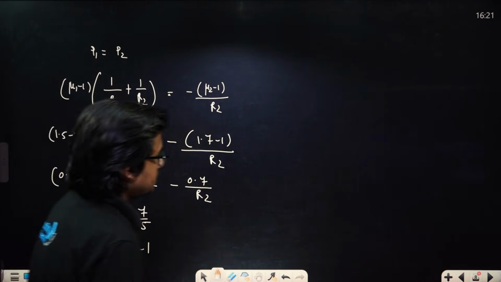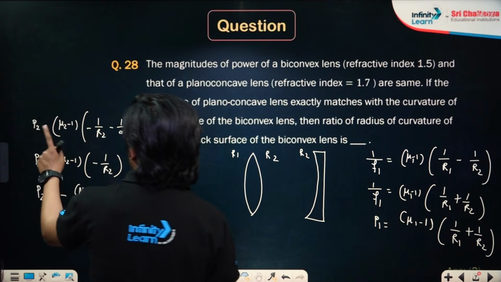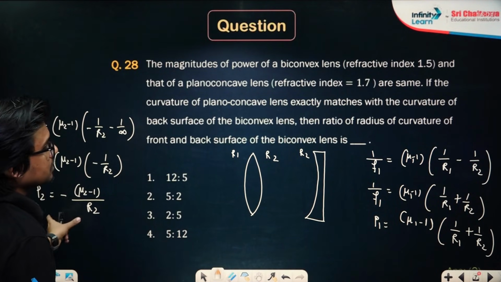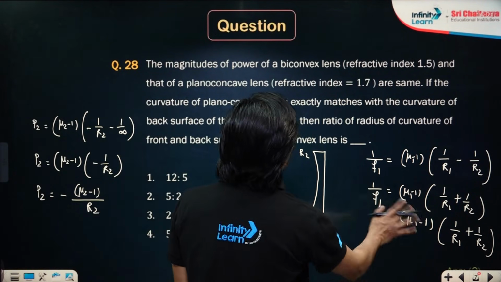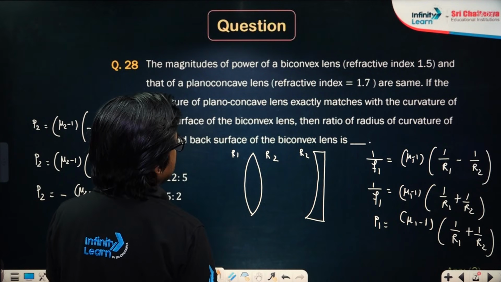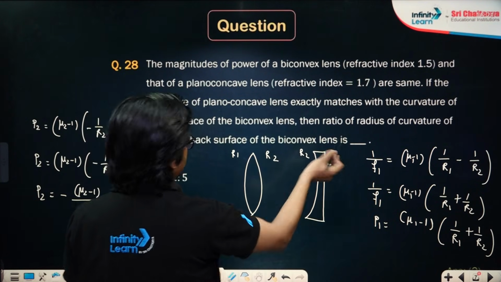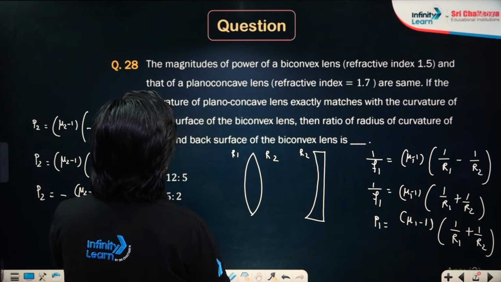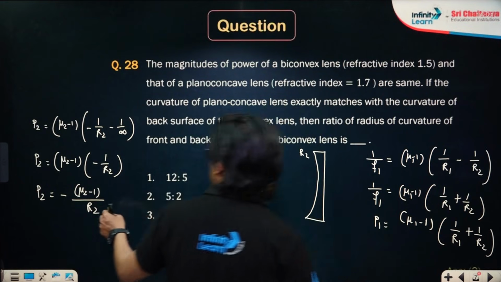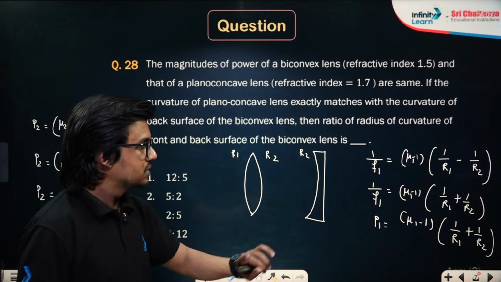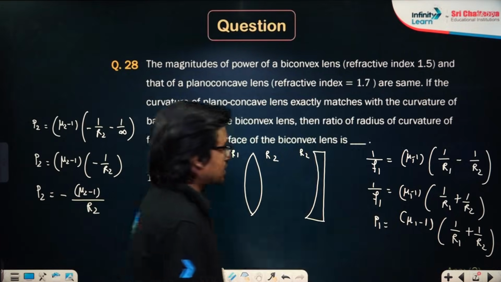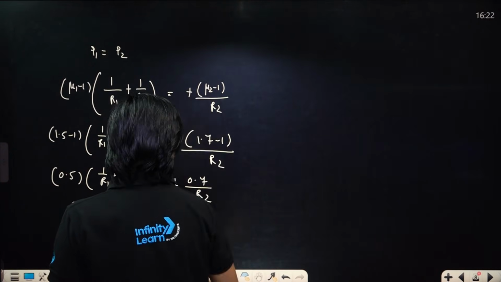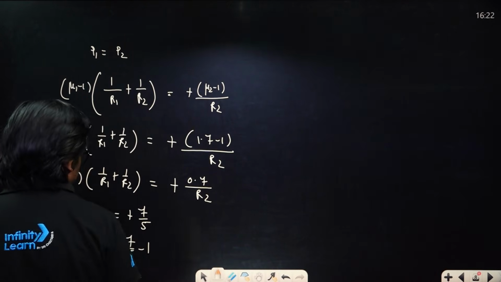One second, let me just check this. Mu2 minus 1 by R2, that is fine here. Here I am also writing with the sign convention. I am assuming that powers are equal in magnitude. So you should write mu2 minus 1 by R2 is actually equal to mu1 minus 1 into 1 by R1 plus 1 by R2. You should take only the magnitude into account, so take it positive.